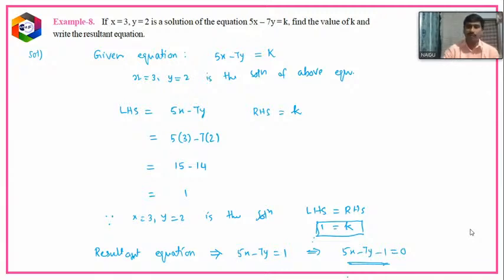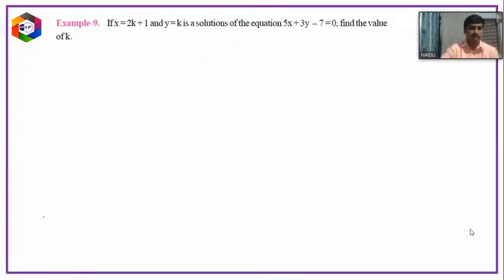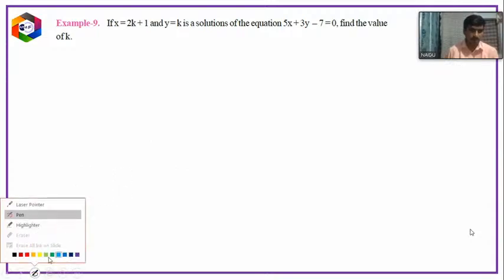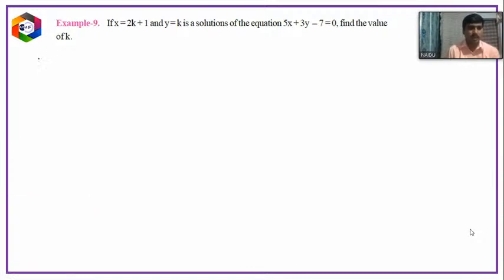Anyway, we will move to the next model of the question, and it is also an important model question. Please children, observe carefully. Let us read the question here. If x equals 2k plus 1 and y equals k is a solution of the equation, find the value of k. The model is the same, but instead of giving the x and y solutions in number format like the previous question, it is now given in variable format. So the k value has to be calculated.